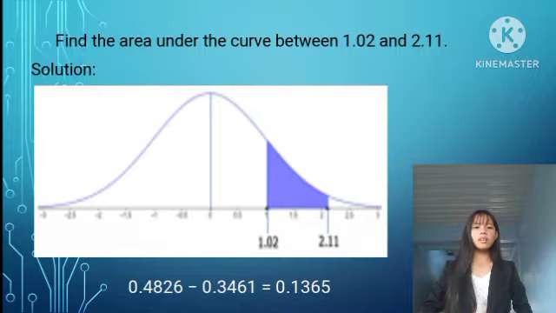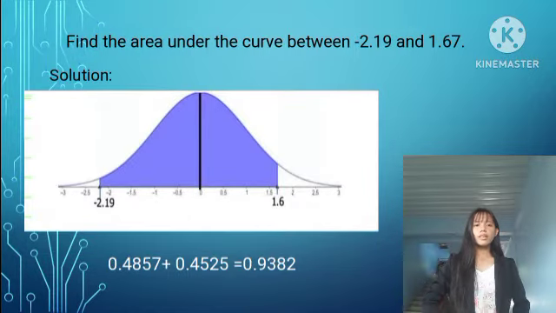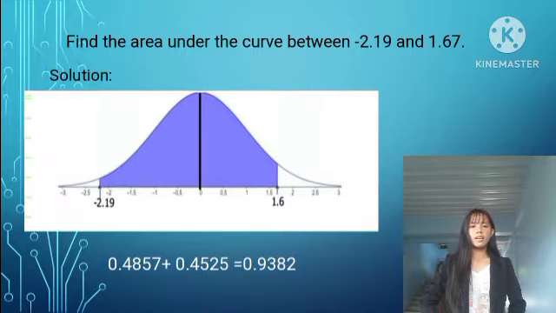For another example, find the area under the curve between 1.02 and 2.11. Therefore, we will get 0.4826 minus 0.3461 is equal to 0.1365. Find the area under the curve between negative 2.19 and 1.67. Add the areas.